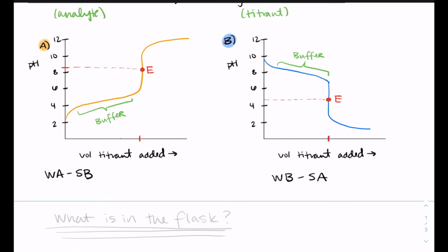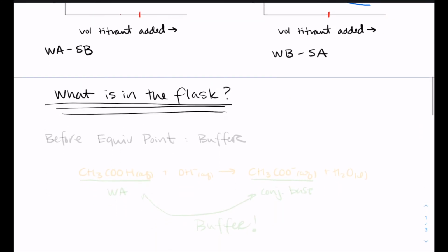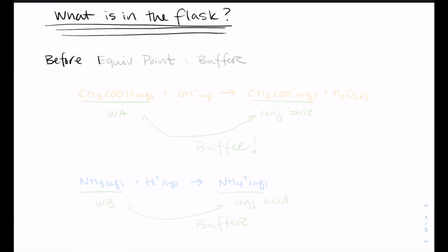So when you are looking at these titrations, and especially when you're doing any type of calculation at all, the question that you should ask yourself is what is in the flask? What did I start with? What have I added? Did they react with each other? What am I left with? And then with what I have left, how do I calculate the pH?